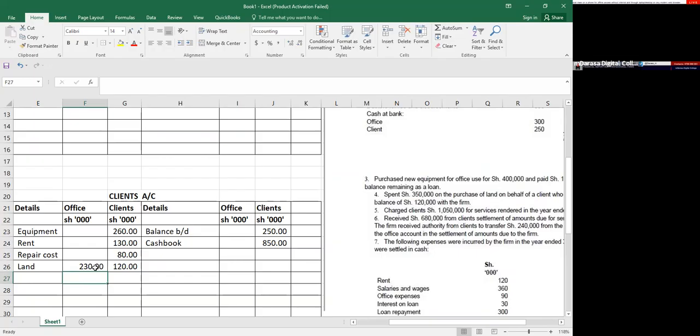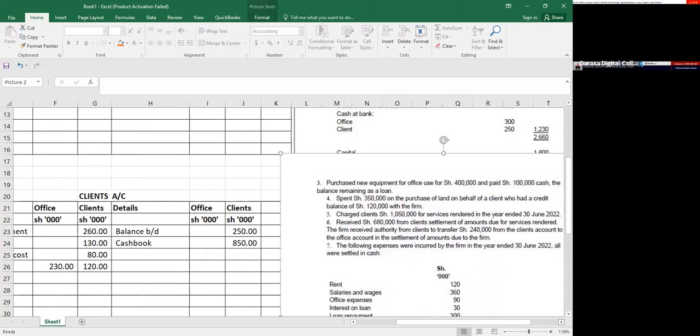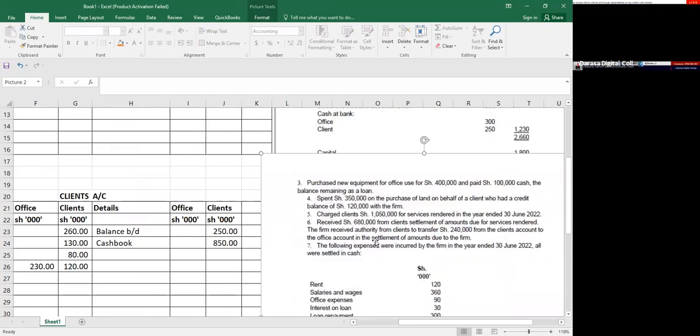Okay. Once we have that, we proceed to the next note. What's the next note telling us? You're told that you charge clients a figure of 1,050,000. That's what you charge our clients for services rendered in the year ended 30th June 2022. So charging our clients 1,050,000 for services rendered, what are we going to do?